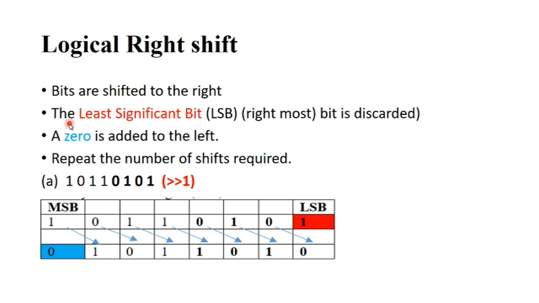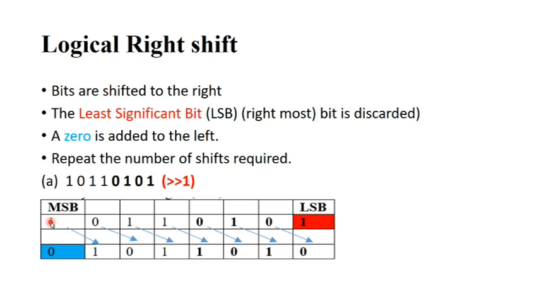Now, you get to realize that with the logical left shift, the most significant bit was the one being discarded. But in this case, we are discarding the least significant bit. But that's just something we figured out. Let's see how that happens. When I'm moving to the right, I'm supposed to note how many times I'm expected to move to the right. In this case, I'm expected to move each bit 1 time to the right.